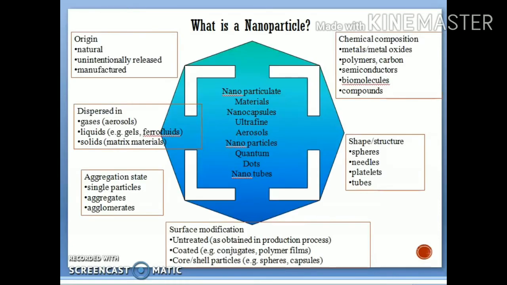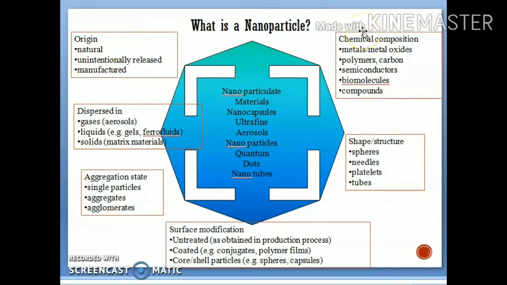Let us now discuss what a nanoparticle is. Nanoparticles may be nanoparticulate materials, nanocapsules, ultrafine aerosols, quantum dots, nanotubes, and in general we can say nanostructures. Let us now discuss the origin. The origin may be natural, unintentionally released, or specially manufactured nanoparticles.